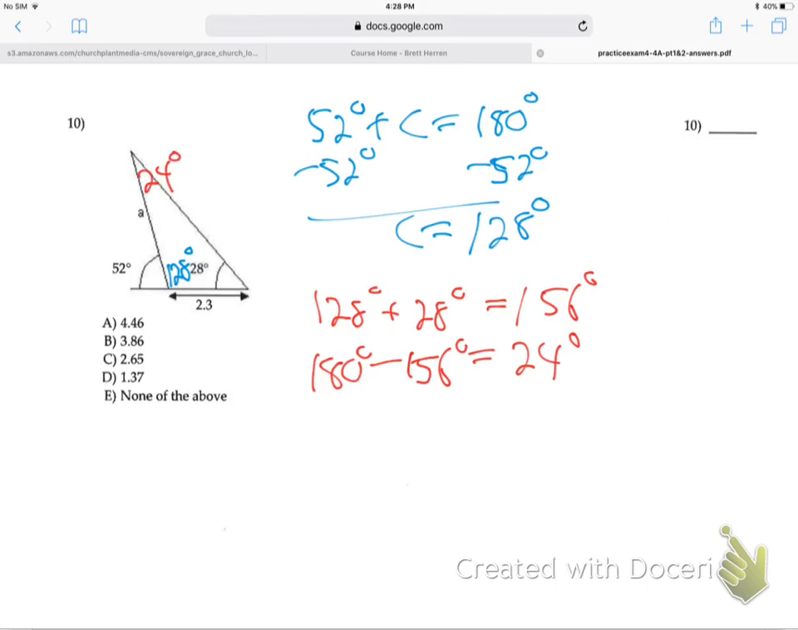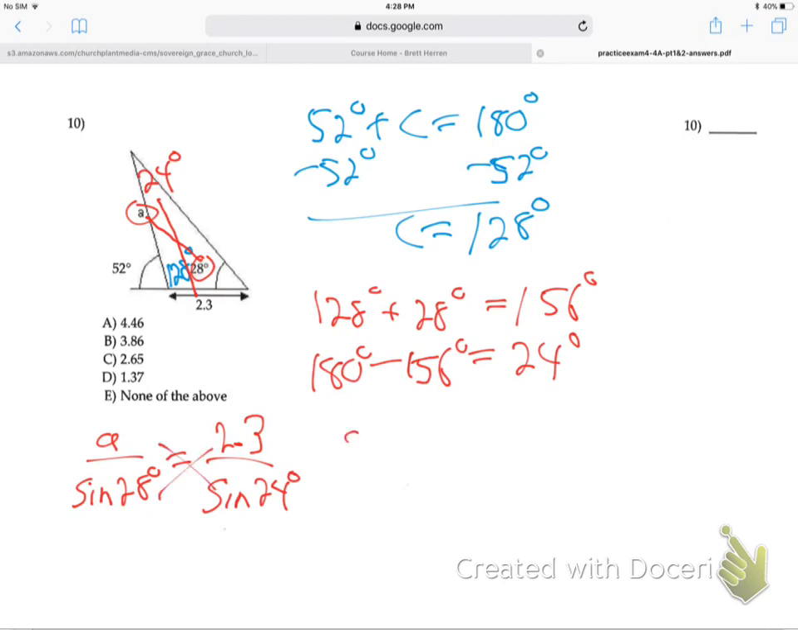Now, why am I doing all that? Because now I have an angle and the side across from it. So I can do law of sines, and I'm trying to find 28 and the side across from it, a. I want to find little a. So start with little a over the sine of 28 is, I put the sine on the bottom, so it would be 2.3 over the sine of 24. See that? Diagonal, diagonal, cross multiply.